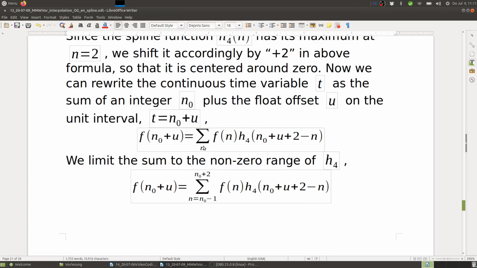And now we can also simplify the range of the summation. Instead of letting n go over all possible samples, we limit it to the range where it's non-zero, which I did here. Right? When you look at h4, it only has 4 non-zero unit intervals, and that's why we can limit our summation range to those 4 unit intervals.